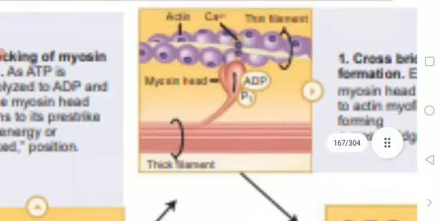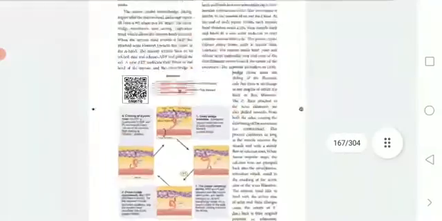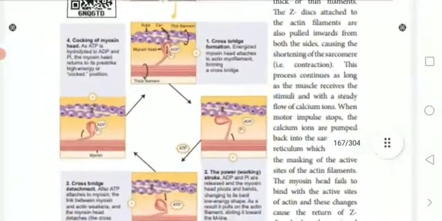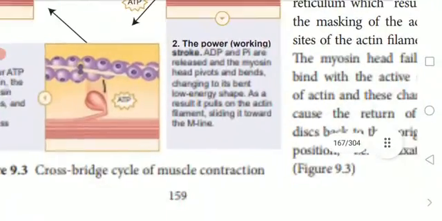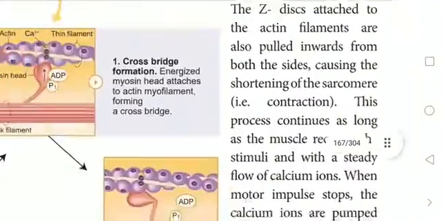So this is the structure of the mechanism of muscle contraction. Go through this diagram, where you can understand it. If you have any doubt, you can contact me.